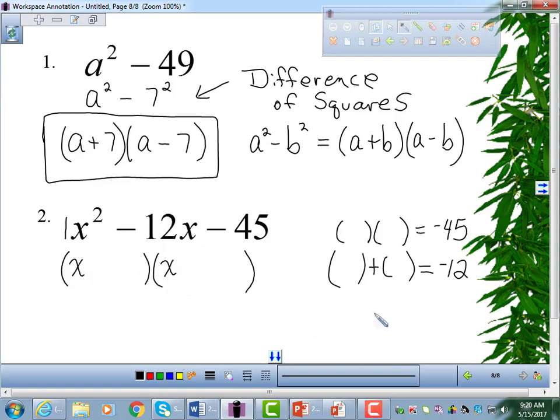Have y'all figured it out? What two numbers can you multiply to give you a negative 45, but when you add, will give you a negative 12? Anyone? How about a negative 15 and a positive 3? A negative 15 plus 3 would give you a negative 12.